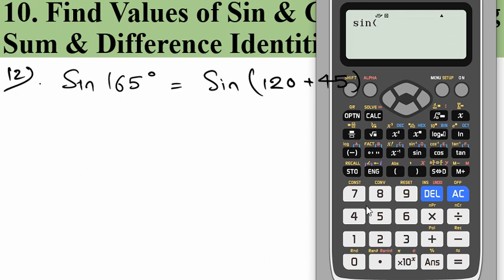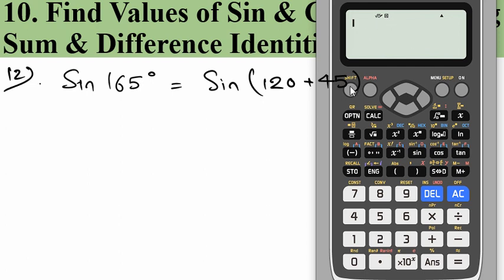So sine 165 degrees, and that's it. That's your answer: square root 6 minus square root 2 over 4. So you don't have to go through all this trouble. You can just directly put it in the calculator and you will get your answer, right? Now, one more thing, don't forget to set your mode to degrees. Okay, this should be on degree mode. If it is on radian, then you will get the wrong answer.